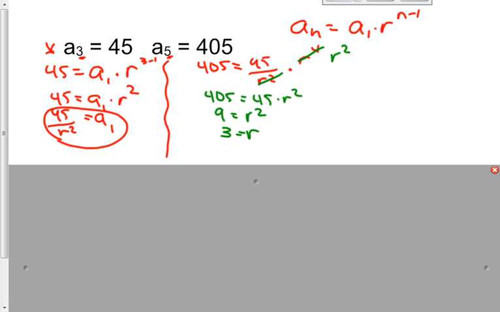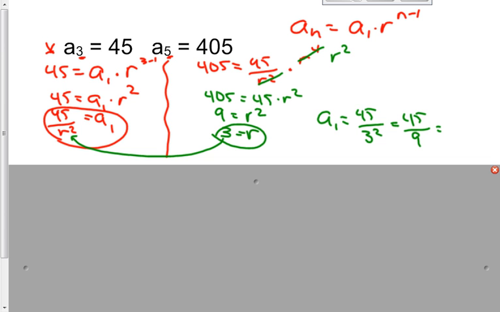So we're very close with our answer now. We're going to take our 3, put it back over here where we have r. A sub 1 is equal to 45 over r squared, 3 squared, 45 over 9. My first term is 5. And now I can officially write the model. A sub n is equal to my first term, which we just got was 5. Common ratio was 3 to the n minus 1.